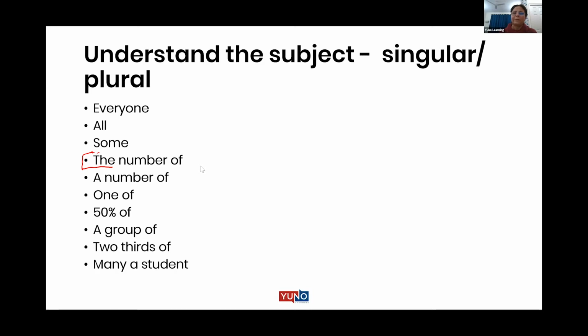Trees are, the number is always singular. You won't say the number are. This is a wrong way of constructing that. The number of people in the team is 12, Shravana, not are 12. The number is singular. If you start the sentence with the number, then the number is singular.